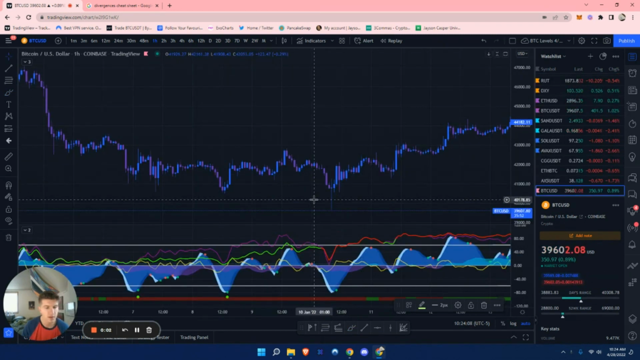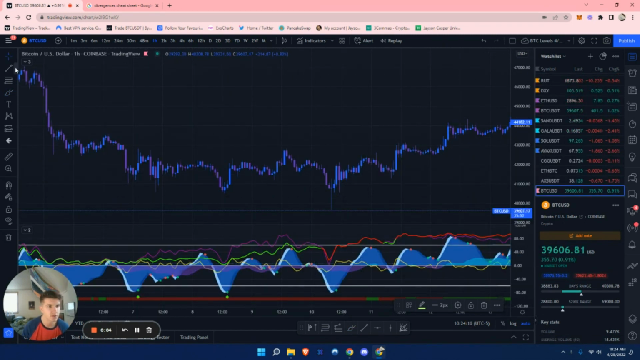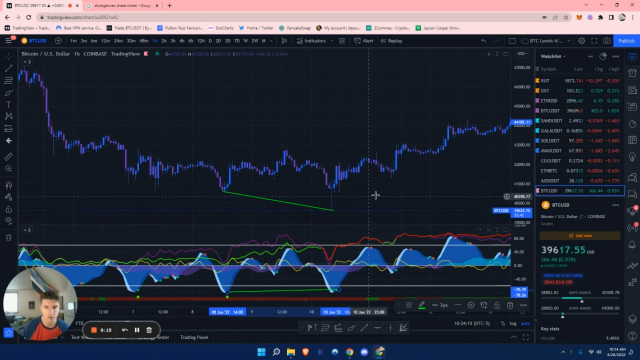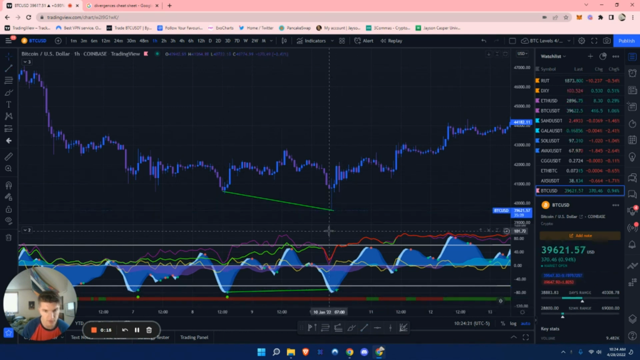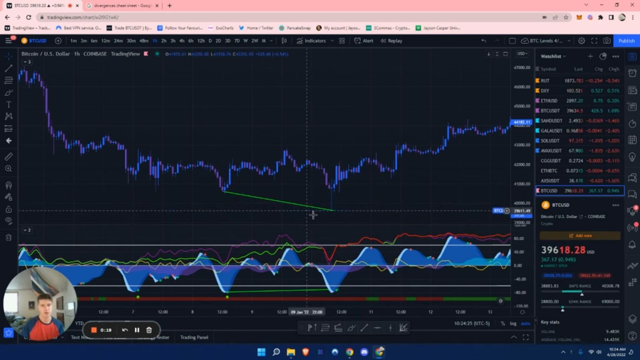Here is a nice 1 hour bullish divergence that I found where we had price making lower lows, and then our momentum indicator on Market Cipher B was making higher lows. And so you can see that is a clear divergence of momentum and price.